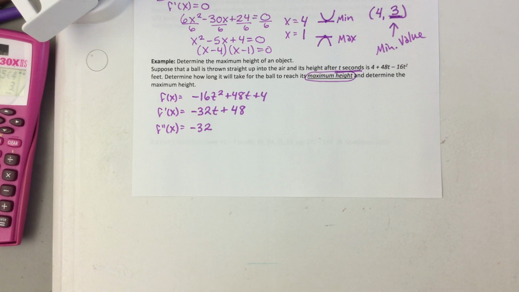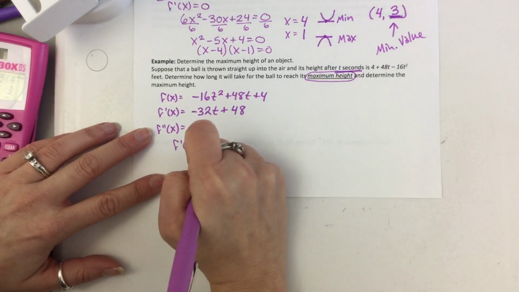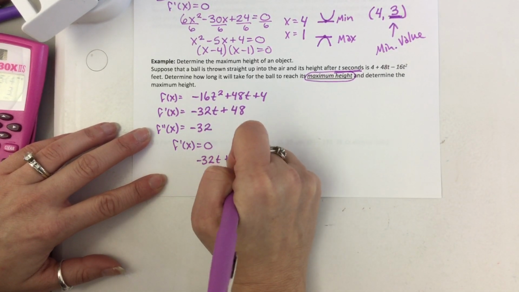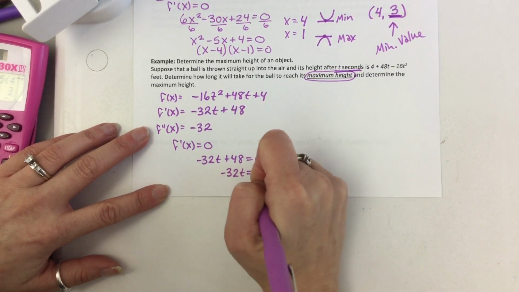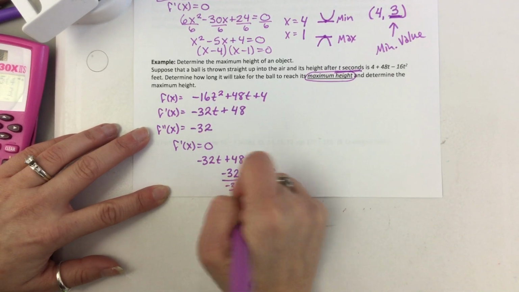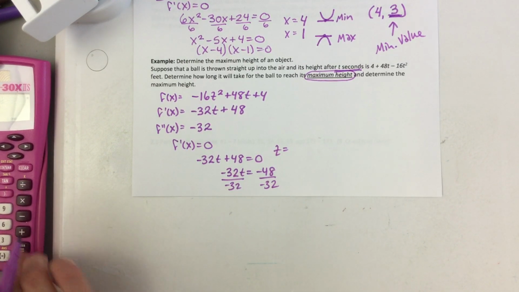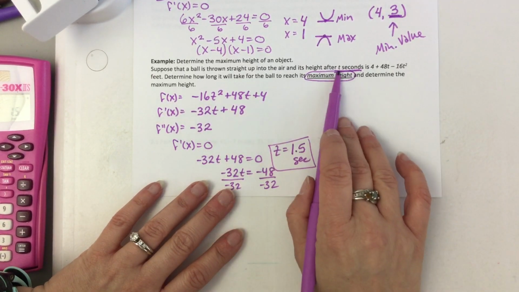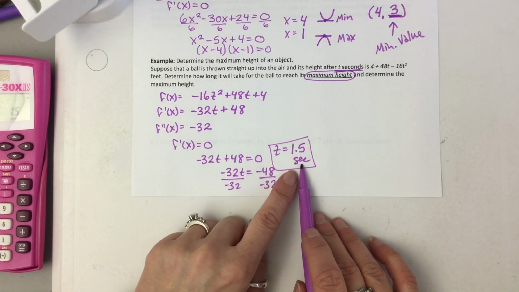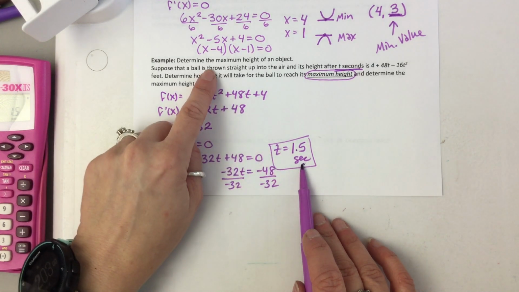So if I'm looking at possible maximums and minimums, first derivative set it equal to 0. Negative 32t plus 48 equals 0. If I subtract the 48 over, negative 32t equals negative 48. Divide both sides by negative 32. If I take negative 48 and divide it by negative 32, t is 1.5. And remember, t is seconds. So what they're telling us is optimization, either the highest or the lowest point, is going to occur 1.5 seconds after the ball is thrown.